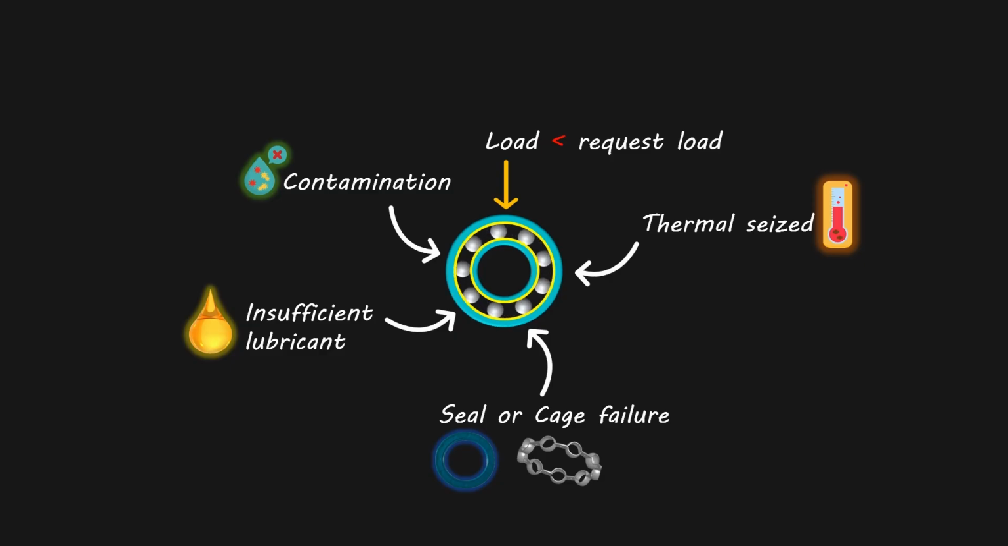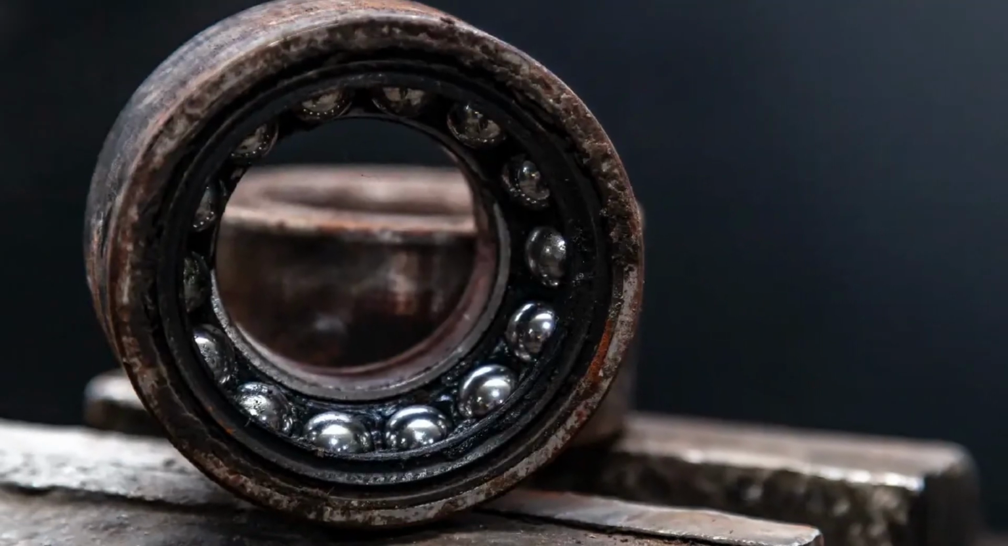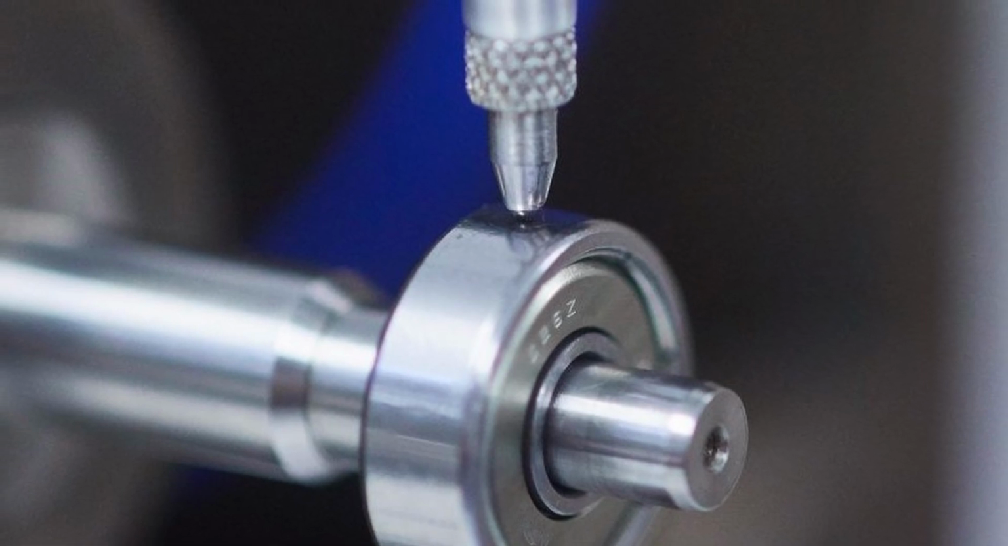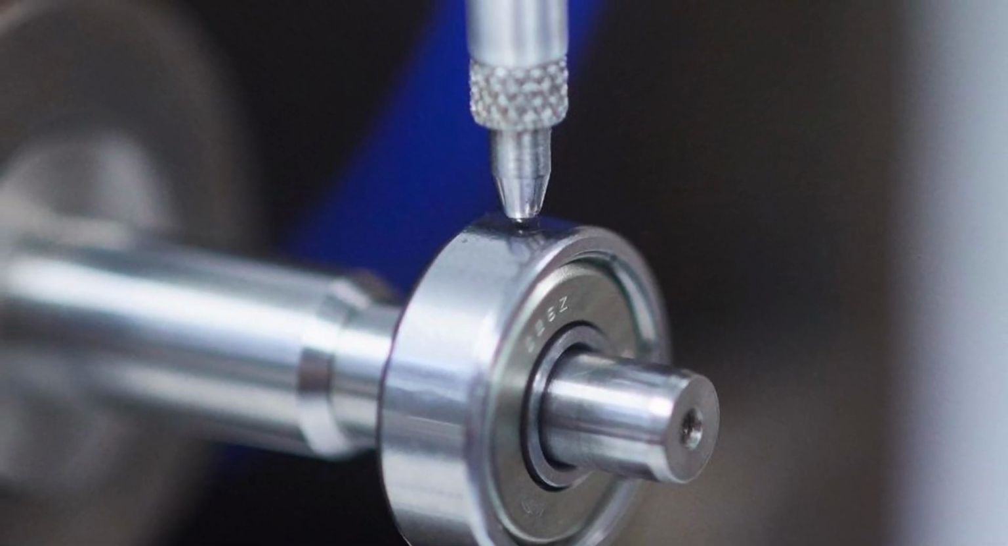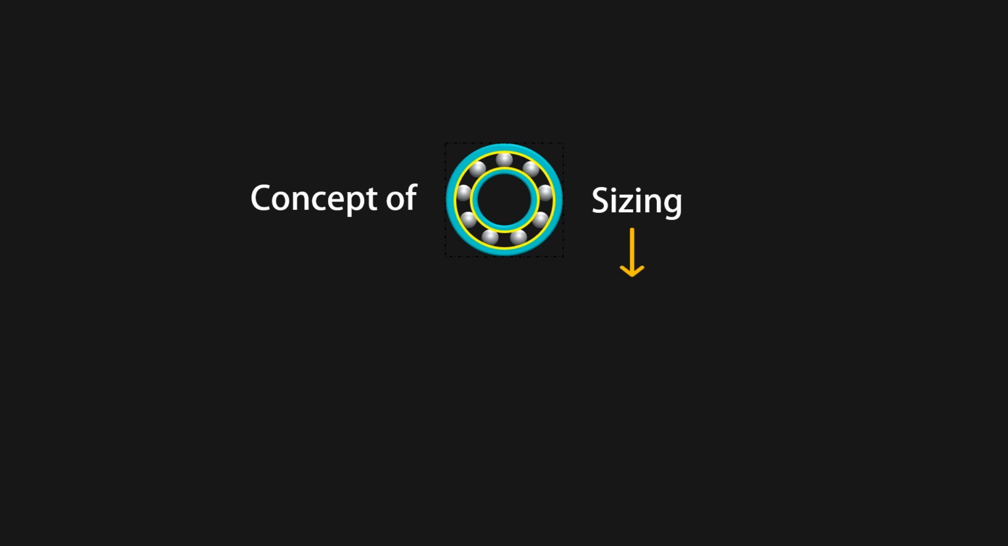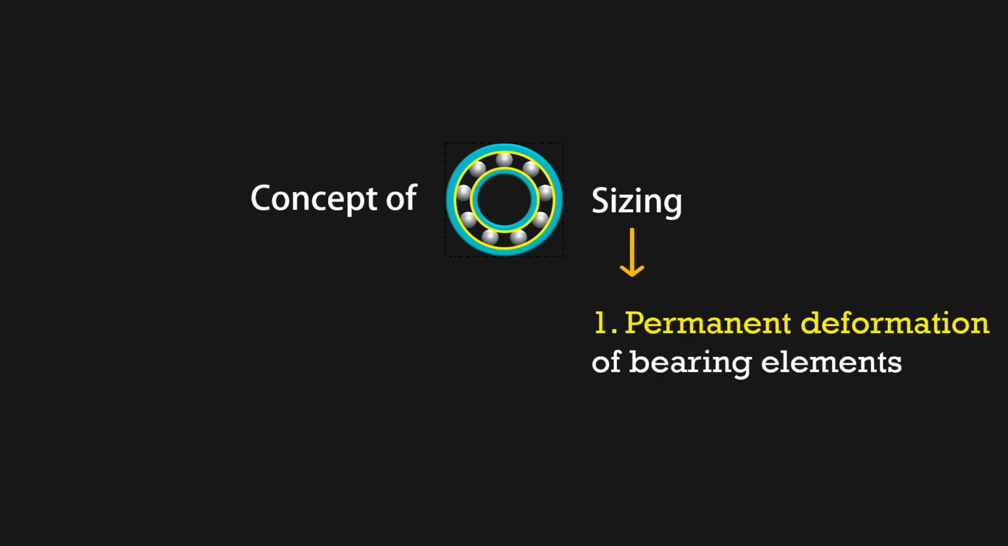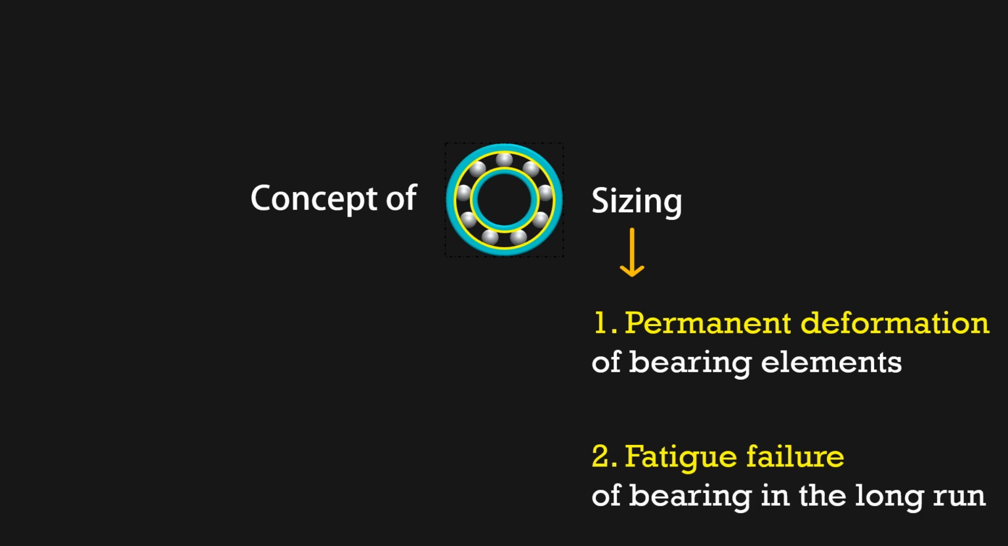But none of these failures are directly related to bearing sizing. It means these failures can occur even if the bearing size is sufficient, because these failures are related to the operating environment of the bearing, like insufficient lubrication inside the bearing, or the bearing fitment, like insufficient tightness or looseness of the shaft inside the bearing. Bearing sizing is related to only two main failures. First is permanent deformation of the bearing elements, and the second is fatigue failure of the bearing in the long run. It means the bearing size should be sufficient to ensure that the bearing won't fail because of these two main reasons at a given load and speed.